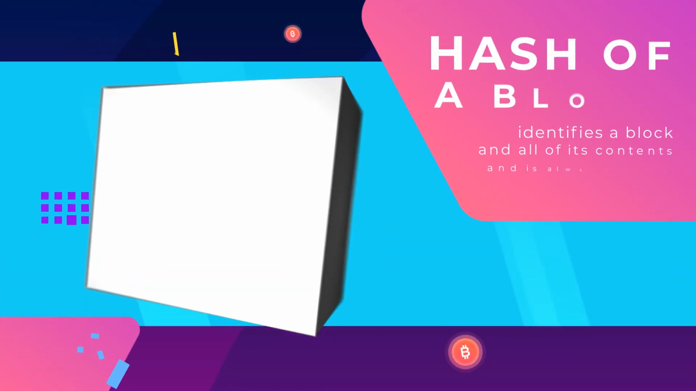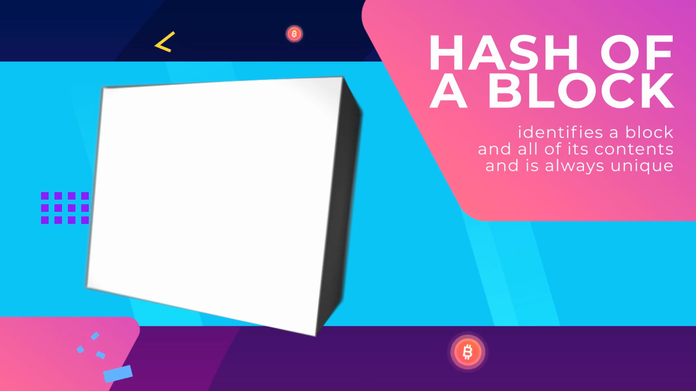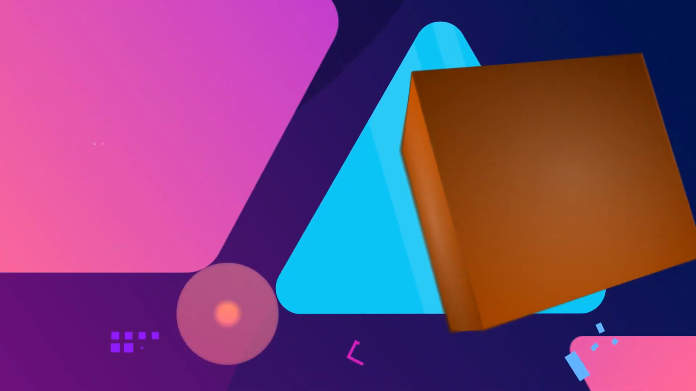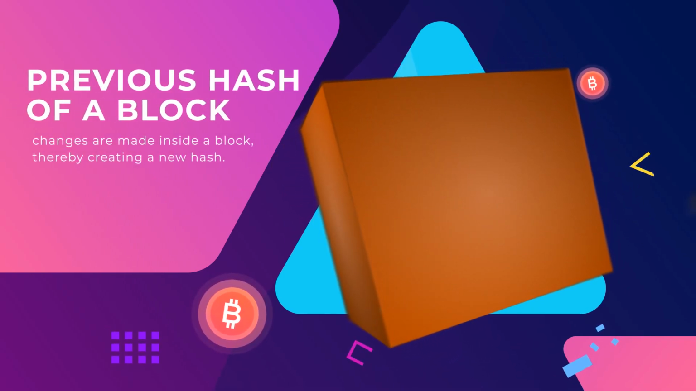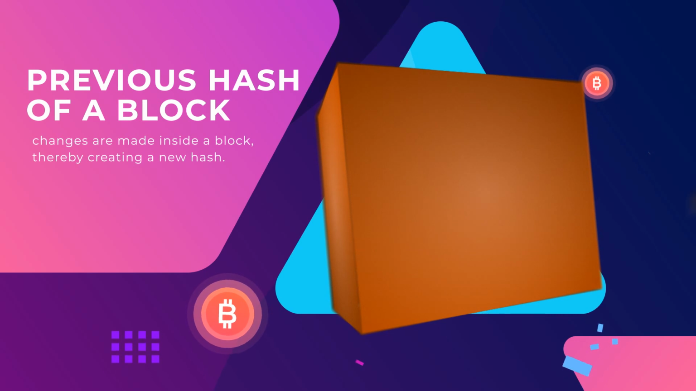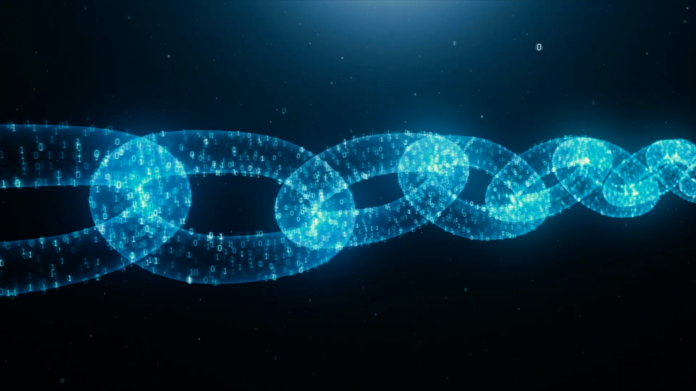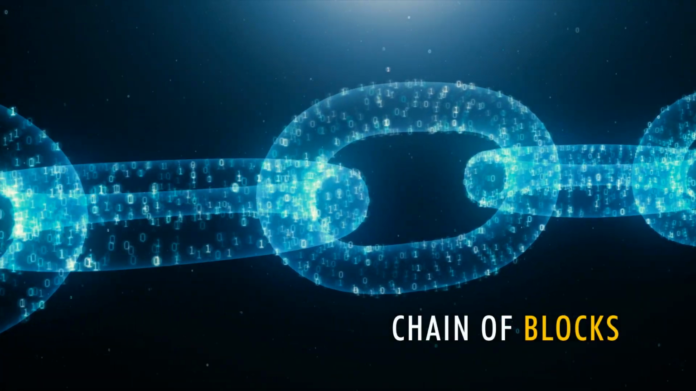The hash of a block identifies a block and all of its contents, and is always unique. The previous hash of a block is when changes are made inside a block, thereby creating a new hash. This, effectively, creates a chain of blocks.